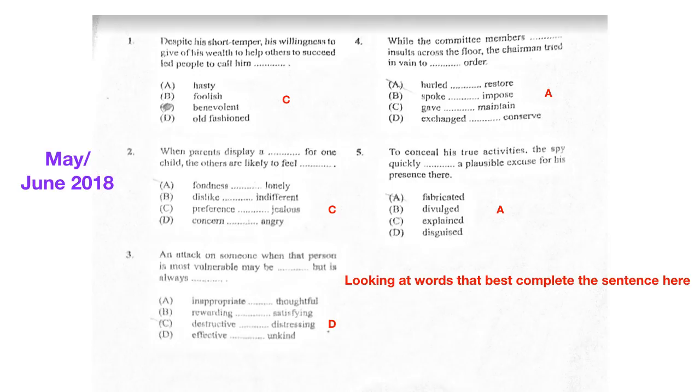In the English exam, you read so much that you forget what the instruction was asking. So every now and then, just pause, go back to the instruction, ensure you know what you're doing, and continue. In this one, remember you were looking for the word that best completes the sentence. Number 5, to conceal his true activities, the spy quickly fabricated a plausible excuse for his presence there. Fabricated, divulge, explained, disguise. The best answer there is fabricated. So yes, I agree with A there.